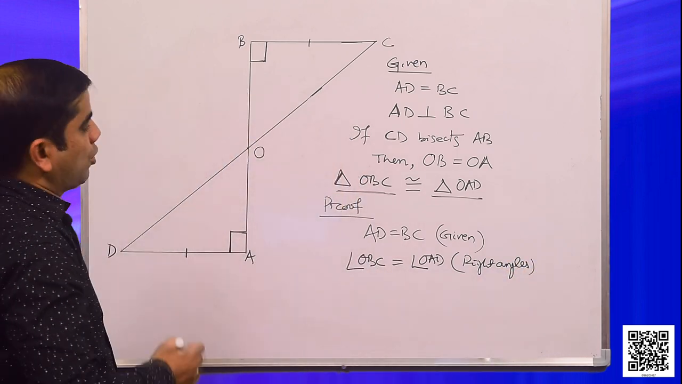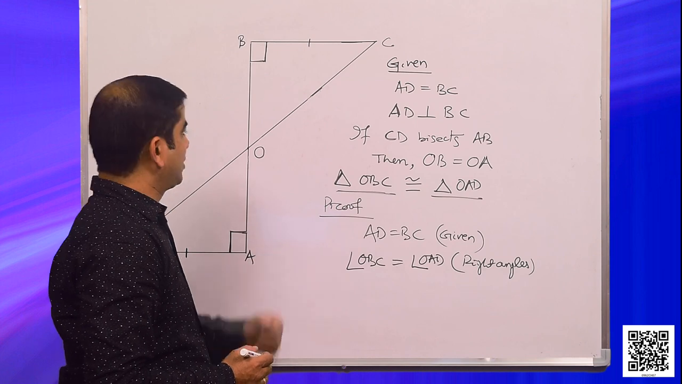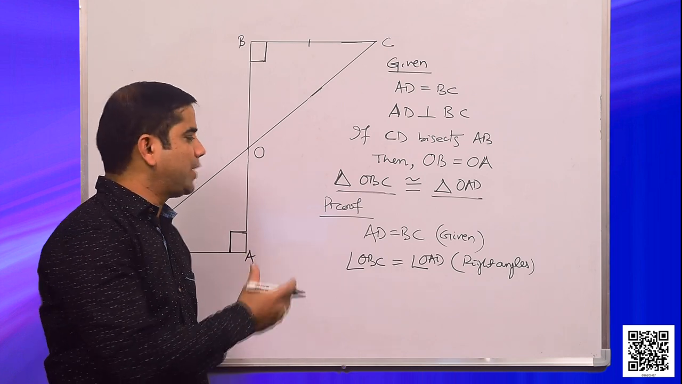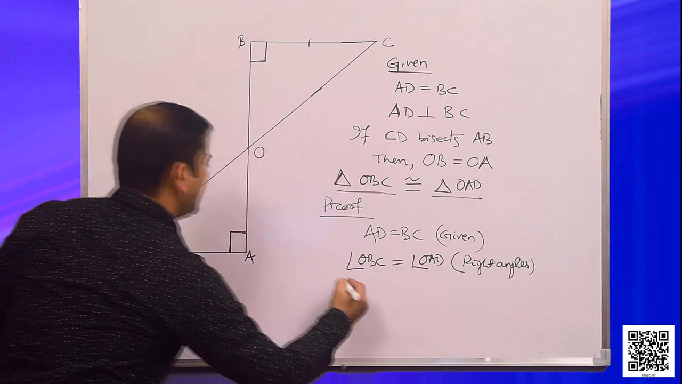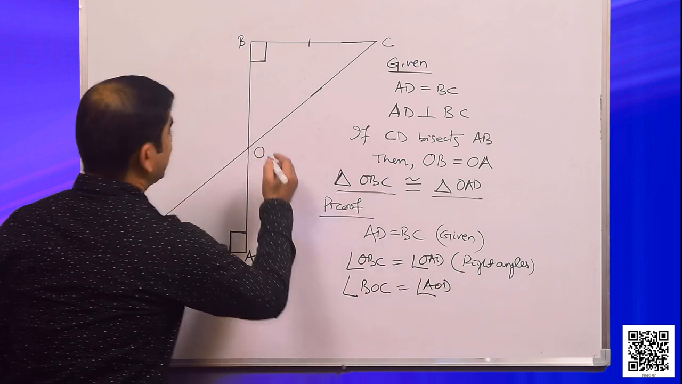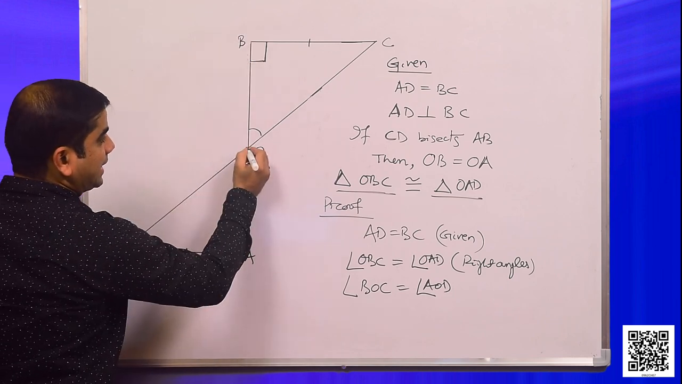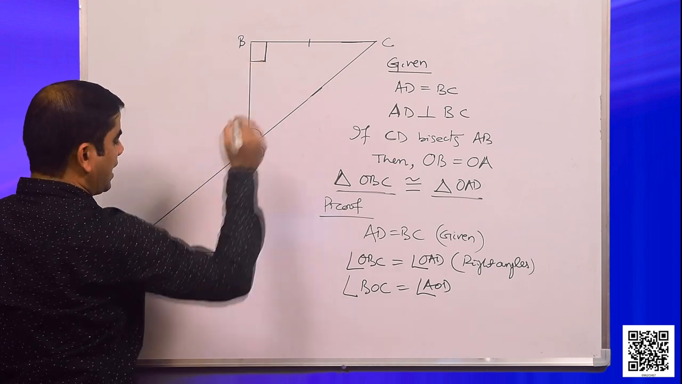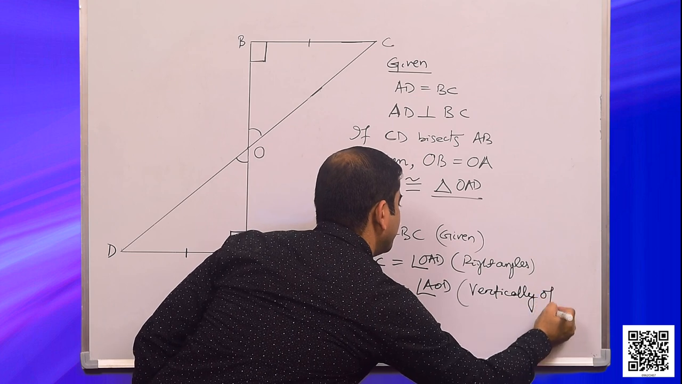Okay. Now, we have a pair of sides equal to each other and a pair of angles equal to each other. If we can find out another pair of side or another pair of angle, we can think about the congruency. So clearly you can see in these two triangles, angle BOC is equal to angle AOD. Why? They are vertically opposite, because CD and AB are intersecting each other at point O, thereby creating the vertically opposite angles BOC and AOD. So they are equal because they are vertically opposite.